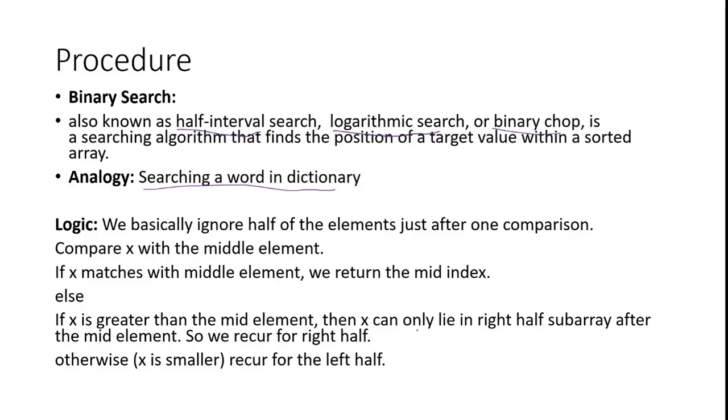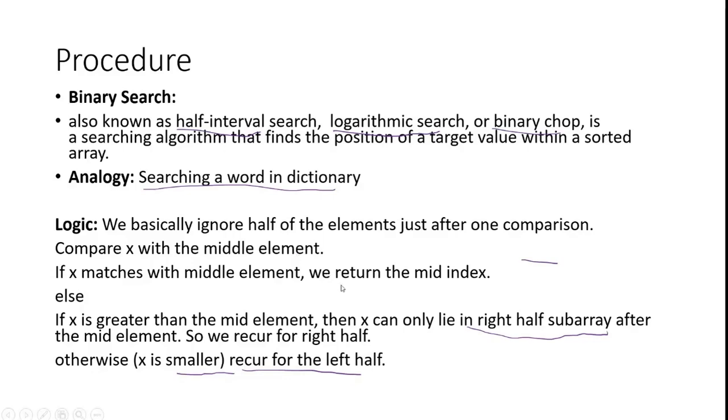we are confirmed that the element is on the right hand side of the subarray. Why is this so? Because the requirement of the binary search algorithm is that the elements must be in sorted order. This is the first requirement that we will see later on. Otherwise, if it is smaller, then we do the searching on the left hand side of the remaining array.